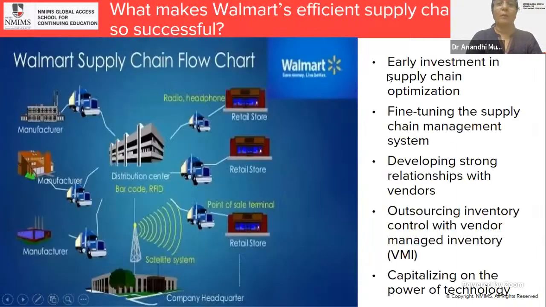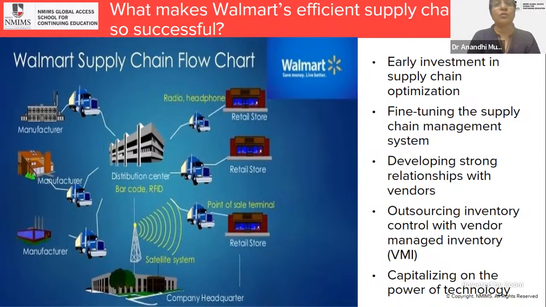So this is on Walmart's efficient supply chain. How is it so successful? Early investment in supply chain optimization. They fine-tuned the supply chain system and developed strong relationships with vendors. This is what Toyota also did with their just-in-time strategy, developing a very cordial relationship with their suppliers. Starbucks does this right from procurement of the coffee bean, they train their suppliers. Nike does this. Walmart has done this. Amazon does this. So having a very strong relationship with their vendors and suppliers.